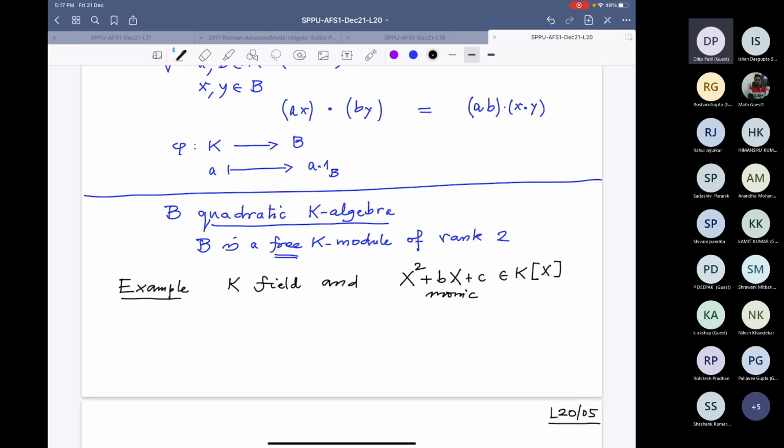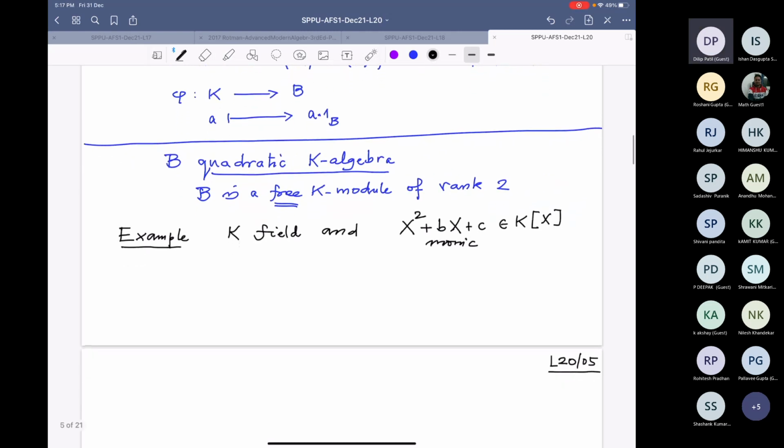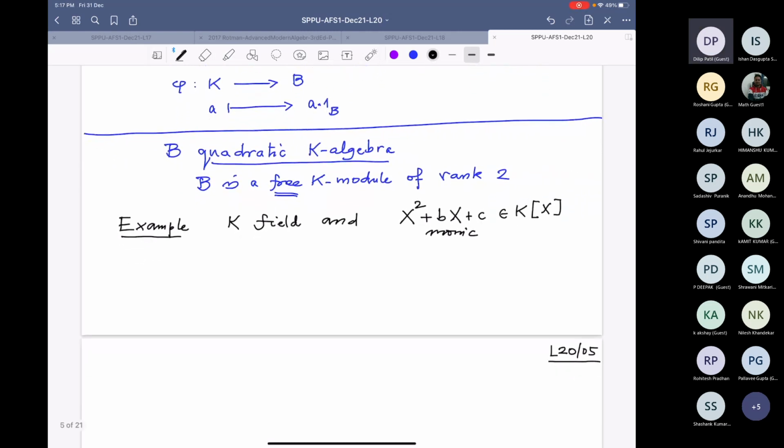We can always make, because it's a field, you can make a polynomial always monic. This is a degree 2 monic polynomial. And then I consider now the polynomial ring K[x]. This is a polynomial ring, and then take the ideal generated by this polynomial there. This is an ideal here, a proper ideal.